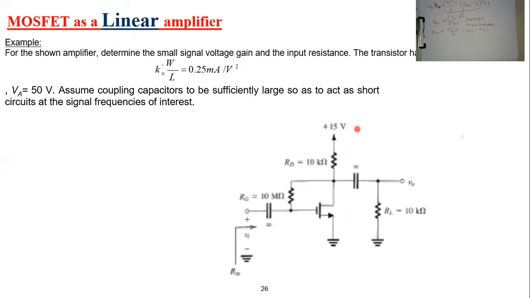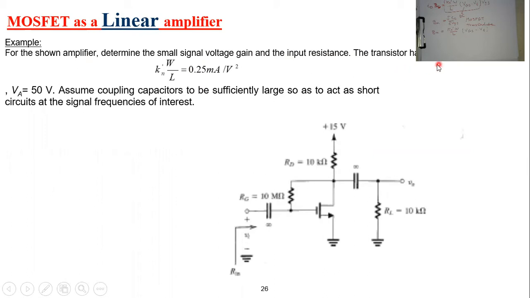So let's now turn to this important exam question dealing with a MOSFET. This is a standard question in any electronics exam, to have an AC MOSFET working as an amplifier, and then we calculate together different parameters related to this. So for the shown amplifier, determine the small signal voltage gain, which is the output voltage over the input voltage, and the input resistance.